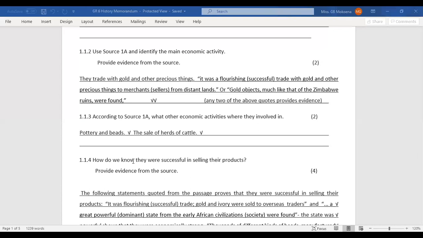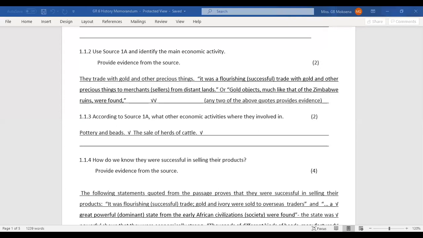Mutori? So, ma'am, other economic activities included herding cattle. That's all, ma'am. Okay, you can give yourself a mark there.